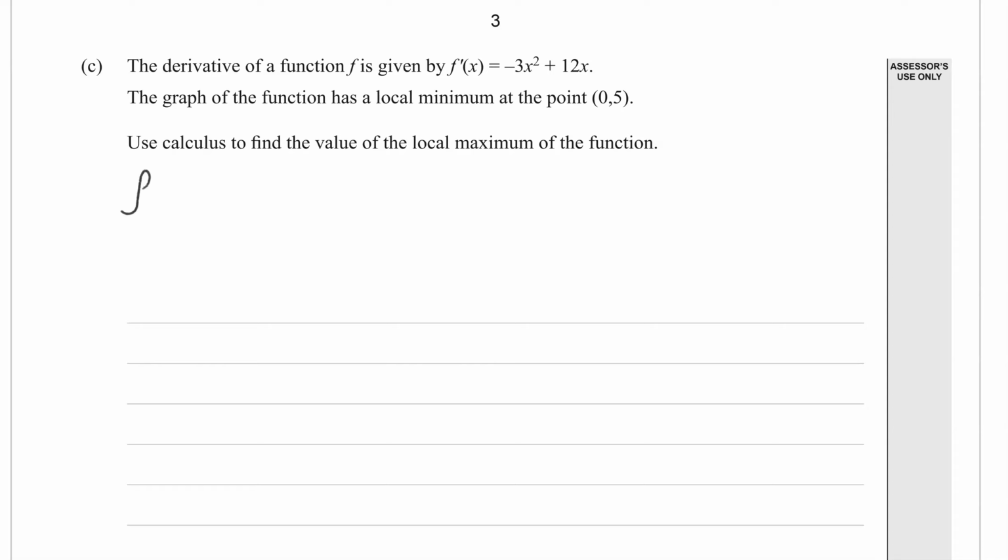So first things first. Since I've been given the gradient function, and I've been given the minimum, I'm actually just going to make this function equal to 0 to find the maximum.